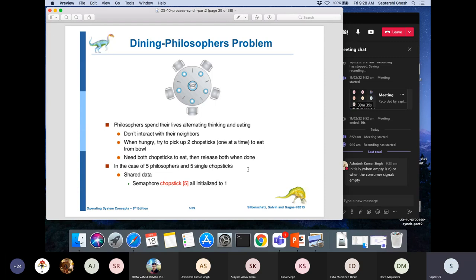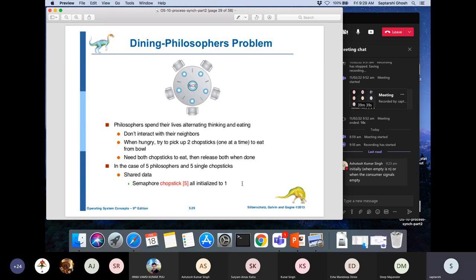So let's consider the example of 5 philosophers and 5 single chopsticks as shown in this picture. Therefore, there will be 5 semaphores, 1 for each chopstick. A chopstick can only be taken once, so we have these 5 semaphores all initialized to 1.